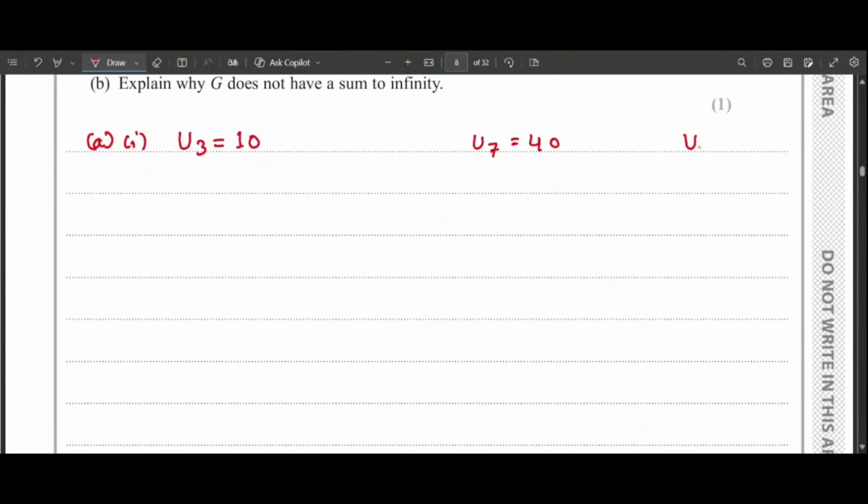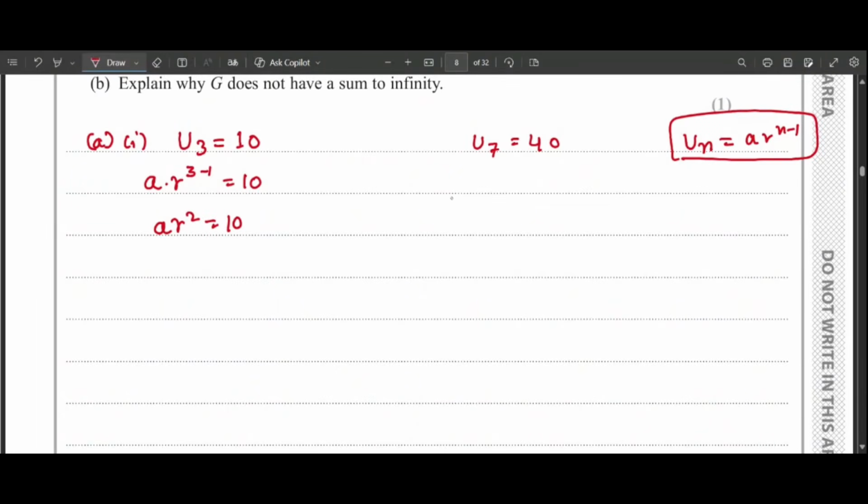If we can recall, the general formula for any term in a geometric series is A R to the power of n minus 1. This expression gives the general term of any geometric series. So if we apply this to a specific term, U3 will be equal to A into R to the power of 3 minus 1, which is 10. Now we can write A R squared equals 10, and this will be one of our equations.